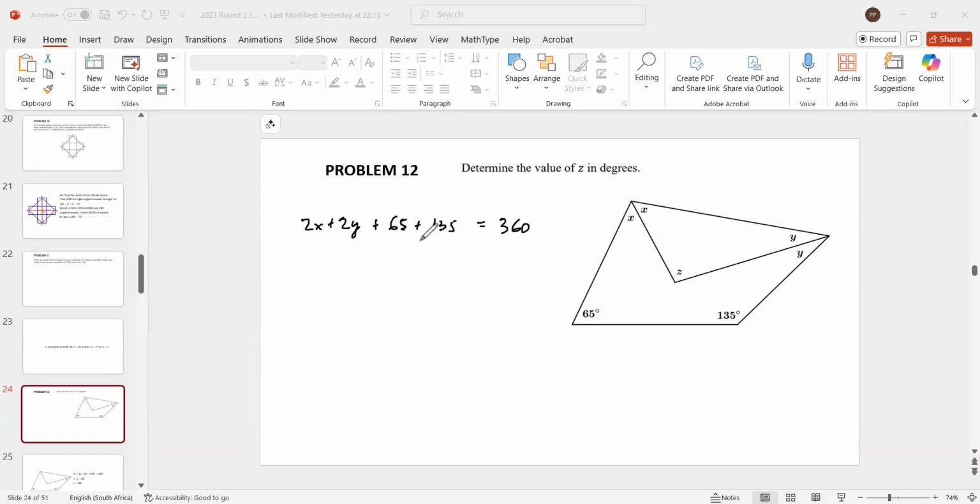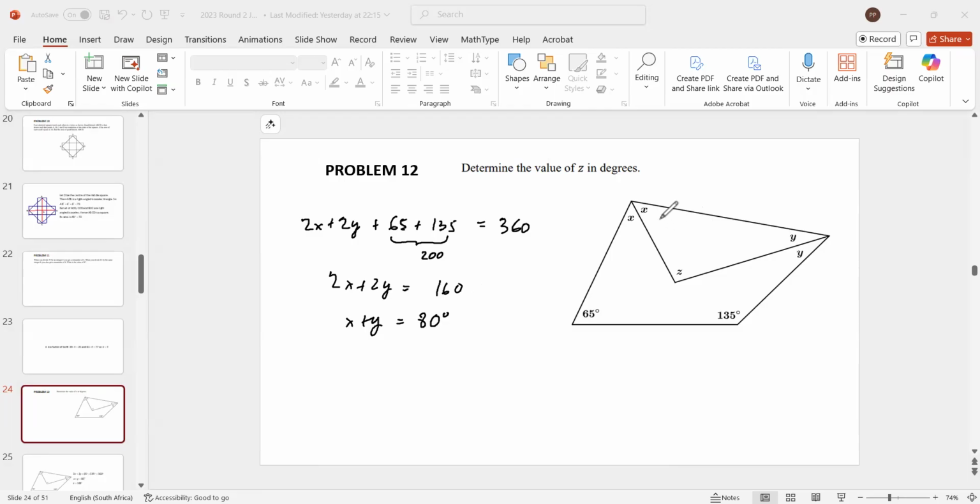You can see these two give you 200. If you take it to the other side, you get 2x plus 2y equals 360 minus 200, so that is 160. Which means that x plus y must be 80. So x plus y is 80 degrees.